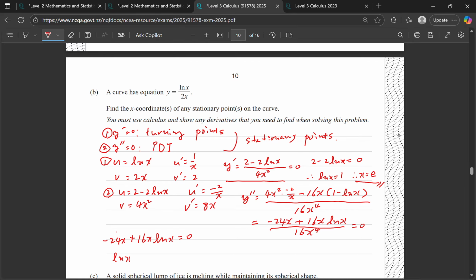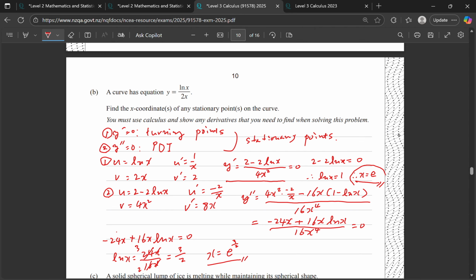That means ln x must be what? 24x over 16x, so x is gone, 3 over 2, isn't it? So ln x is 3 over 2. That means x is what? e to the power of 3 over 2. So that's when this curve has a point of inflection, right?